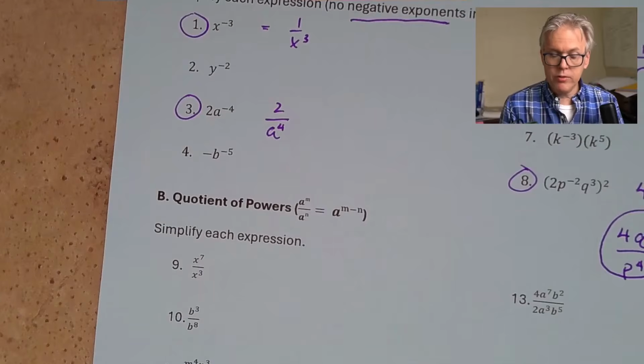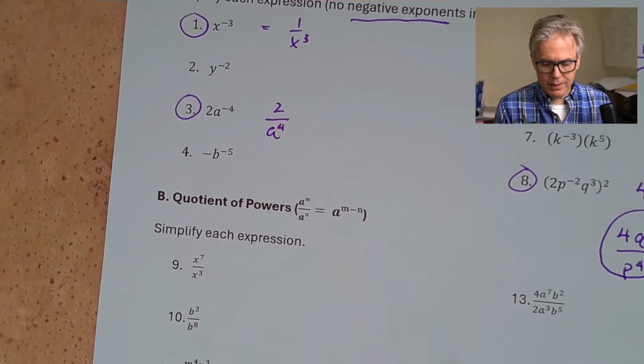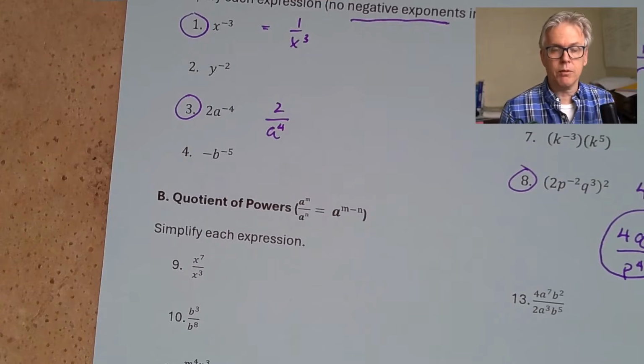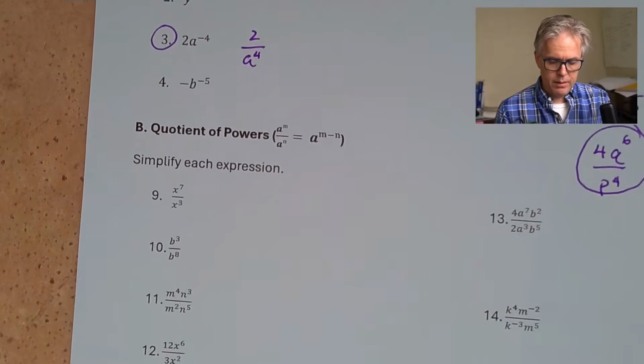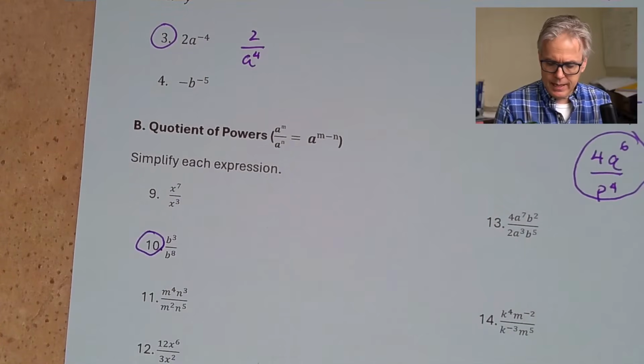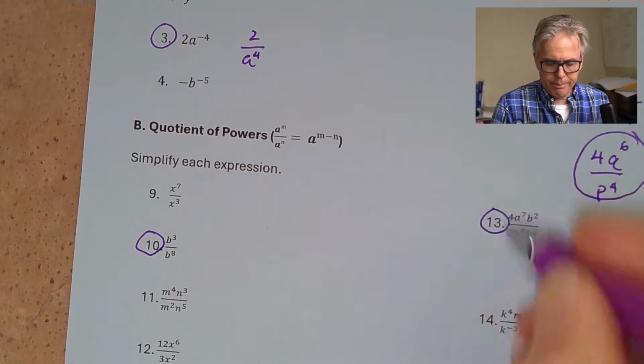Okay, so we've learned this property before, I believe, but now we're going to have a chance for the exponents to be negative. And we want to go ahead and rewrite these with positive exponents. Okay, so how about number 10 and how about number 13?